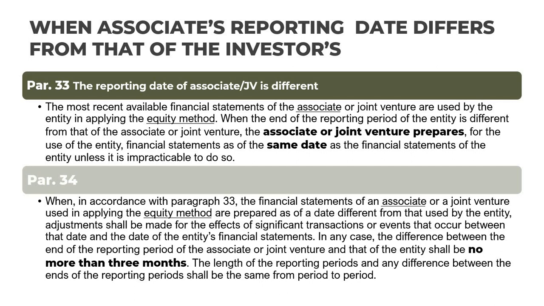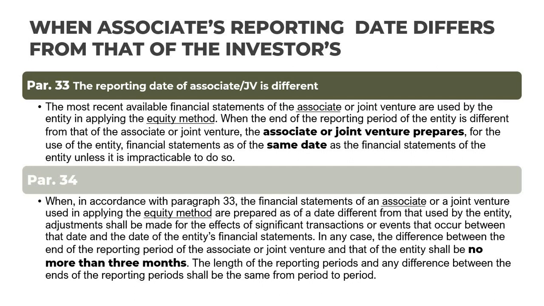Then, under paragraph 34, when, in accordance with paragraph 33, the financial statements of an associate or a joint venture used in applying the equity method are prepared as of a date different from that used by the entity, adjustments shall be made for the effects of significant transactions or events that occur between that date and the date of the entity's financial statements. In any case, the difference between the end of the reporting period of the associate or joint venture and that of the entity shall be no more than 3 months.